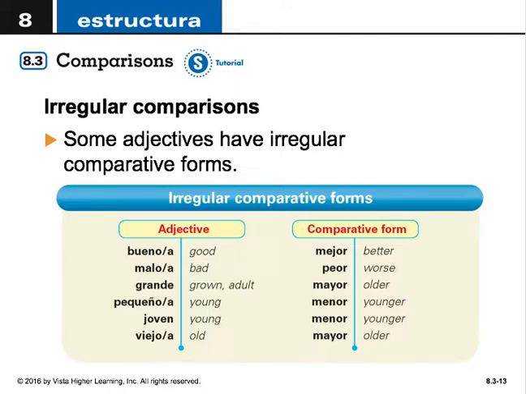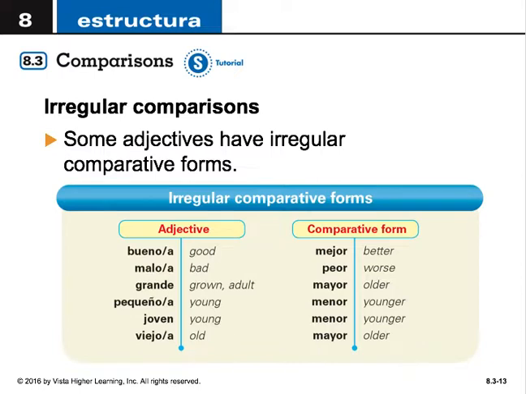Now let's look at irregular comparisons. Some adjectives have irregular comparative forms. Even in English, you don't say something is good and then gooder and goodest. You'd rather say good, better, and best. Or you also don't say worse, worser, worstest. And similarly, there are irregular ones in Spanish.